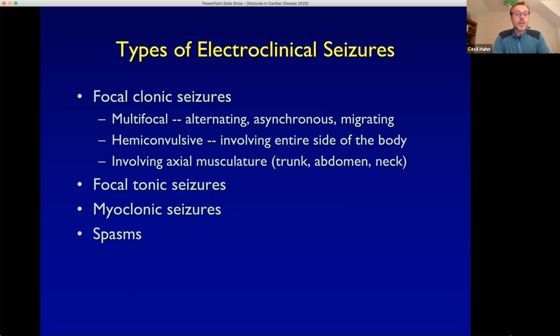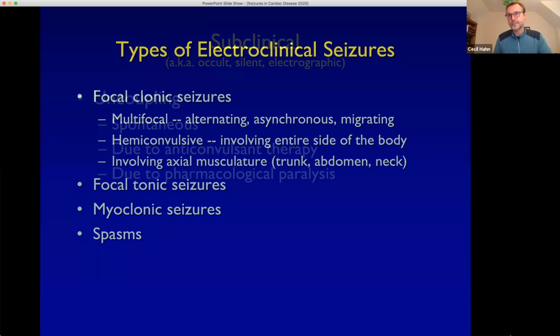You can also have tonic seizures, which is a sustained stiffening of an arm or a leg. Usually it's focal. Myoclonic seizures, which are a short lightning-like jerk, and spasms, which are a little more of a sustained contraction, almost like a brief tonic seizure.